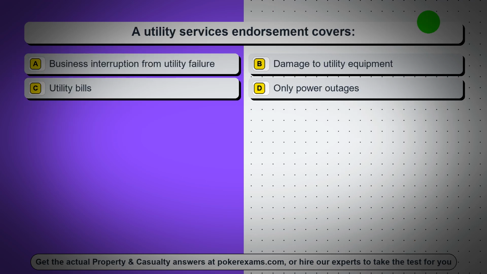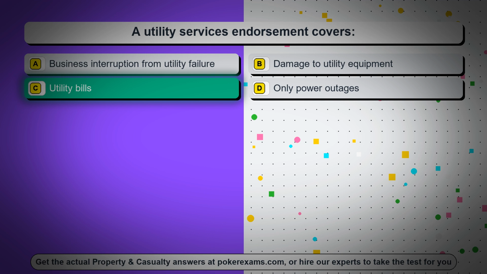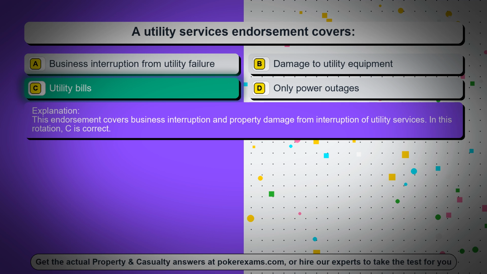Question 81. A utility services endorsement covers: option A, business interruption from utility failure; option B, damage to utility equipment; option C, utility bills; option D, only power outages. The correct answer is option C, utility bills. This endorsement covers business interruption and property damage from interruption of utility services. In this rotation, C is correct.